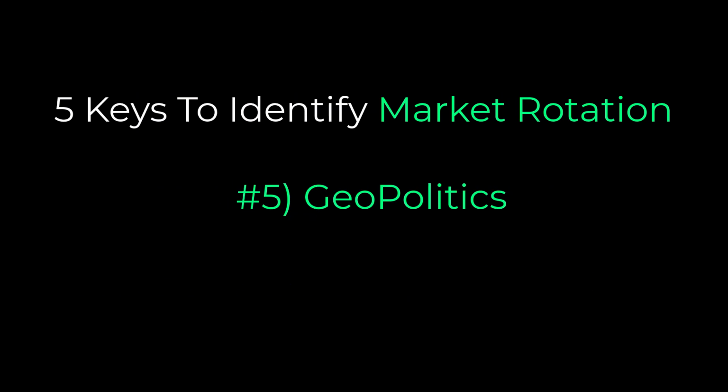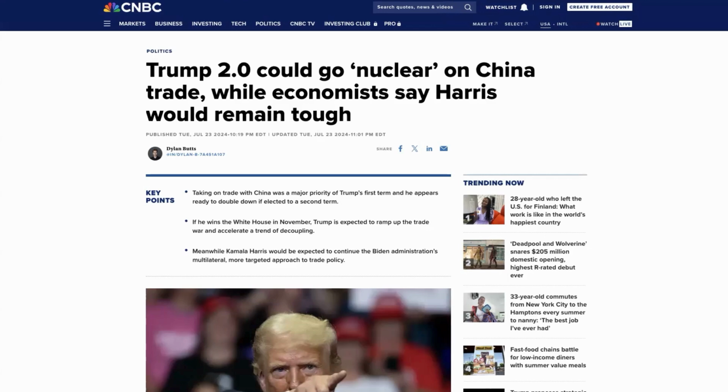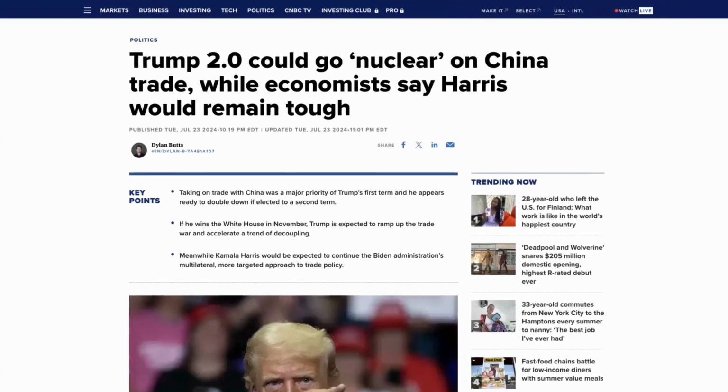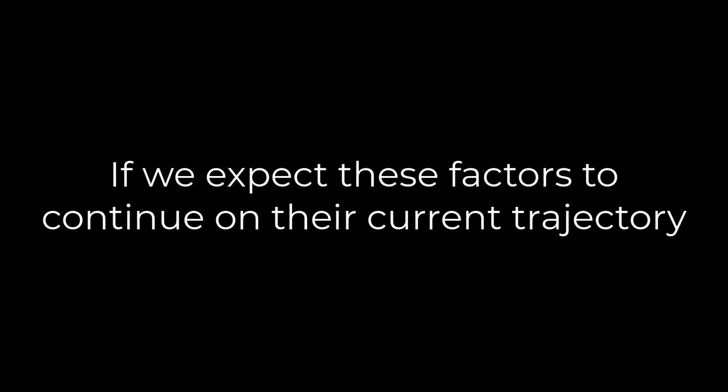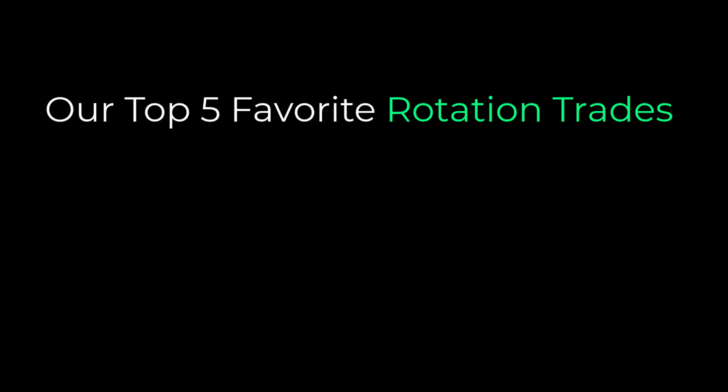Number 5, geopolitical events. Things like trade tensions, wars, changes in government policies can all affect market rotation. So the market is currently hitting every single one of these key points. So if we expect these factors to continue on their current trajectory, then what are some of the trade ideas that we can use to profit from this continued market rotation?